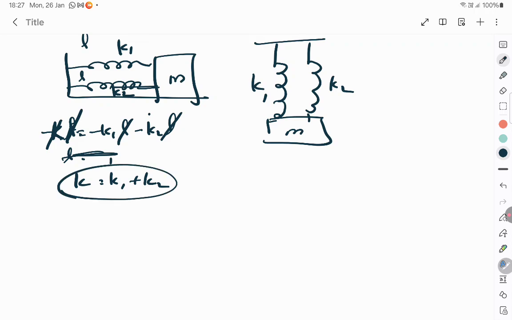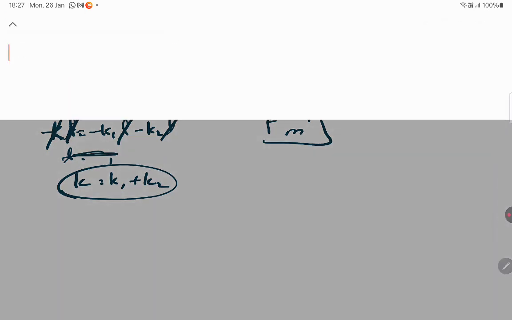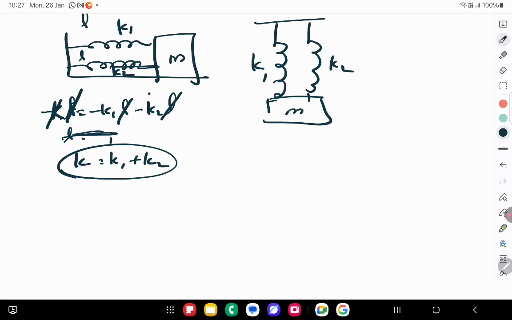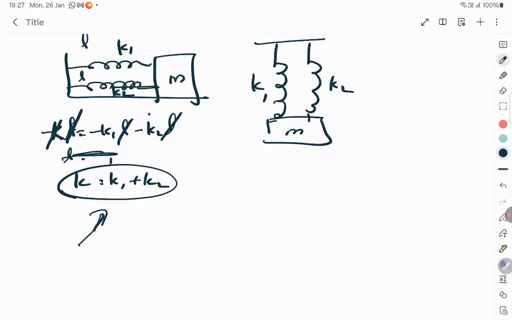In resistors, if you remember, if something is parallel, you'll write 1 by R is equal to 1 by R1 plus 1 by R2. In series, you'll write R1 plus R2. Here, parallel means it's K1 plus K2. Just remember it as the opposite of resistors, okay? It's the same derivation for this one also.